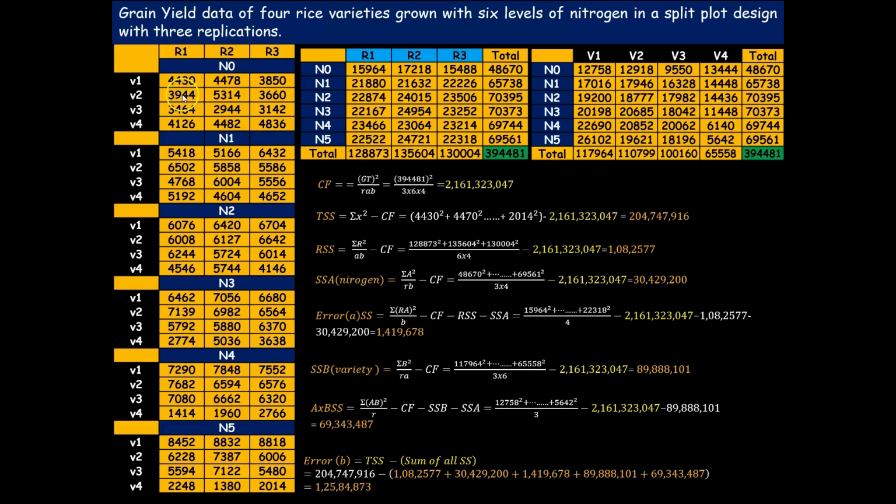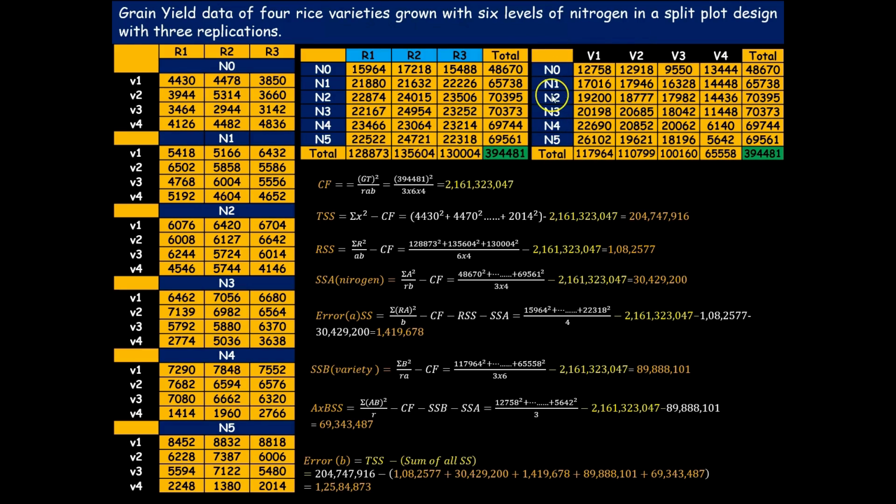This will give us the value 15964, that is this plus this plus this and plus this. Similarly we can get this R2 for N0 and R3 for N0, and likewise for the rest we can get this. The second step is that we need to get the totals across the columns as well as across the rows, and this in green, so we will get the grand total.